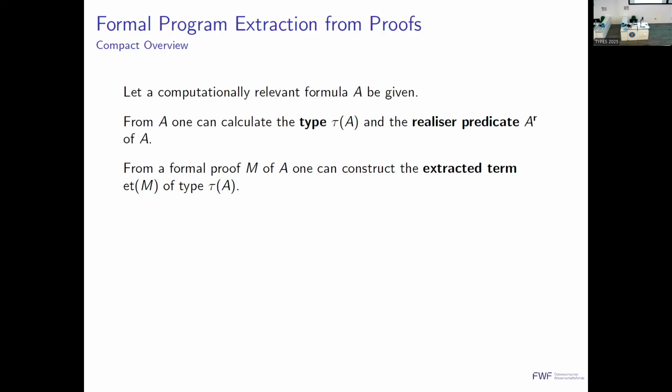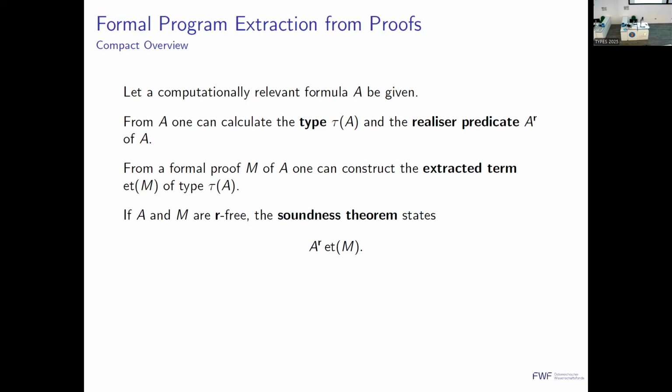Okay, and as you might now think, and it's correct, this extracted term is indeed a realizer, which means it fulfills the realizer predicate. This is the so-called soundness theorem of program extraction, which says that if you have a formula and a proof of this formula which do not have the realizer predicate already inside, then the extracted term fulfills the realizer predicate of the formula.